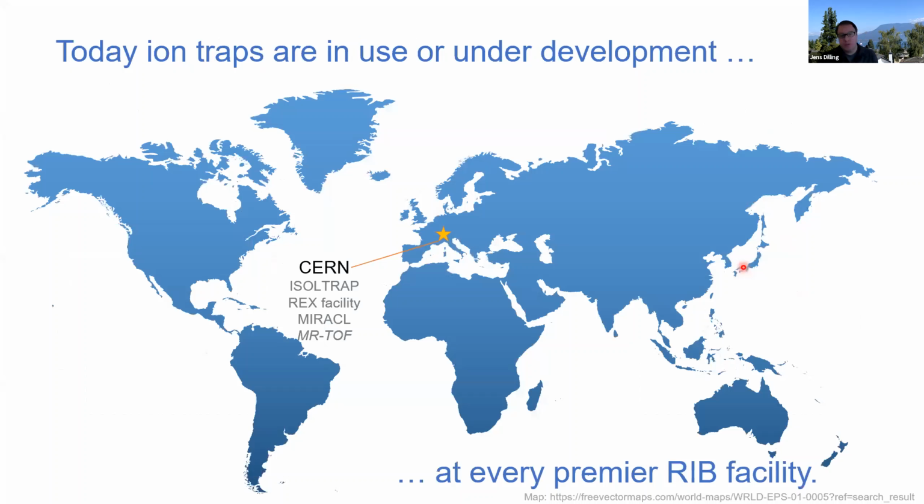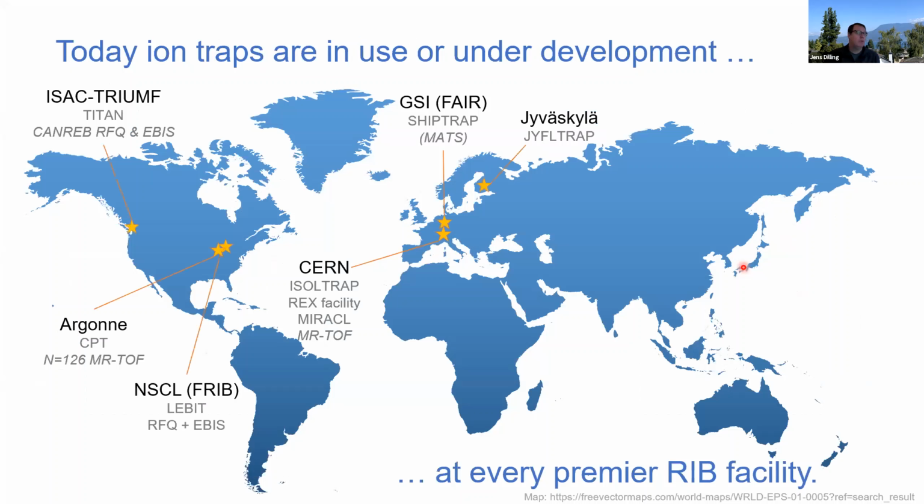Where are those traps used at radioactive beam facilities? Well, it all started at CERN, where many years ago, first traps were deployed with radioactive beams, also with antimatter beams. But now it has spread all over the world.